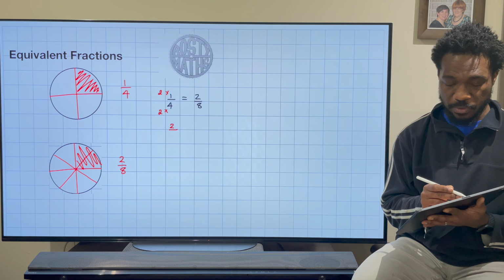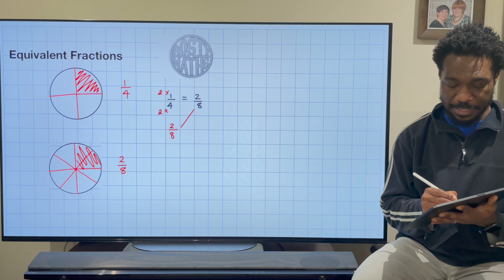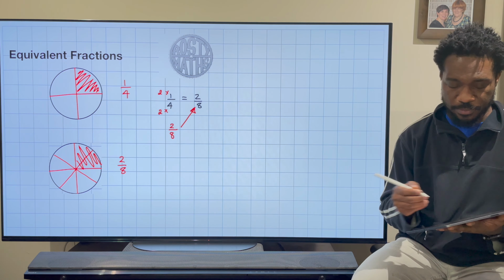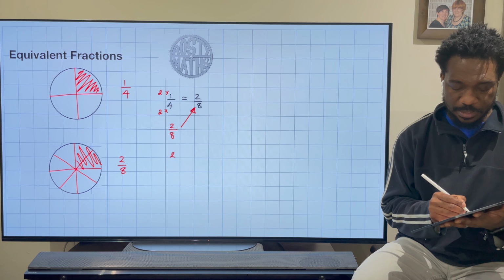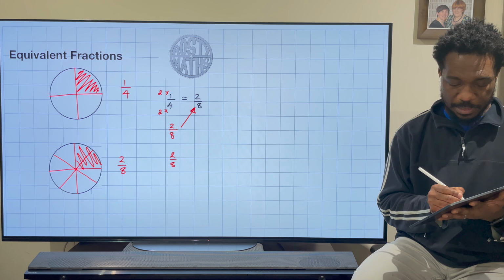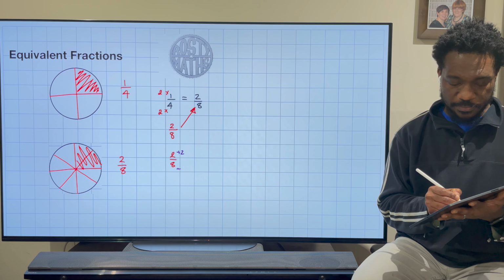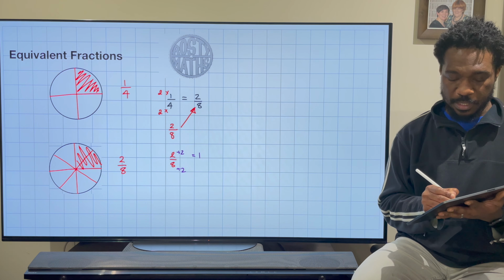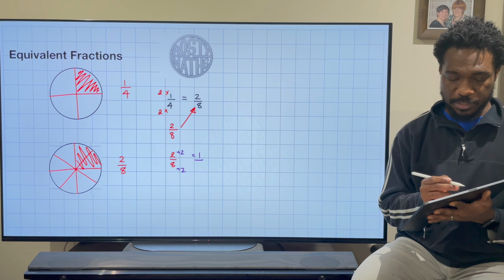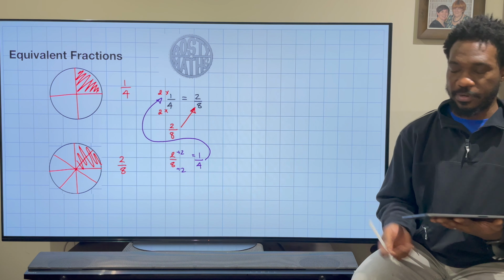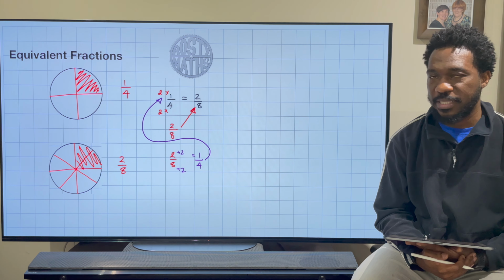And 2 times 4, that gives me 8, which is exactly the same as that fraction there. I can even work it backwards where I've got the 2 over 8. And I can simplify it and see if I'm going to get a quarter. And for that one, I'm going to divide by 2 and divide by 2. 2 divided by 2, well, that's 1. And 8 divided by 2, that's 4, which is exactly the same as that fraction there. So that's why they are equivalent, because they're exactly the same.